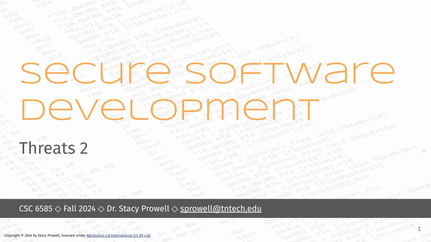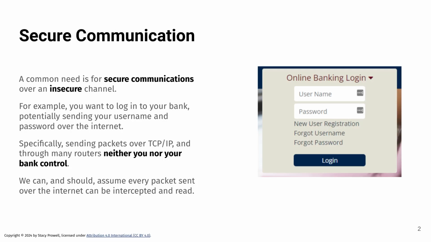We're going to begin the way we begin every class, by talking about secure communication. A common need that we see everywhere is the need for secure communications over an insecure channel. Basically, I need to talk to you and you need to talk to me, but we have to do this over a channel where other people can listen in and eavesdrop. And it's kind of always been that way, right?